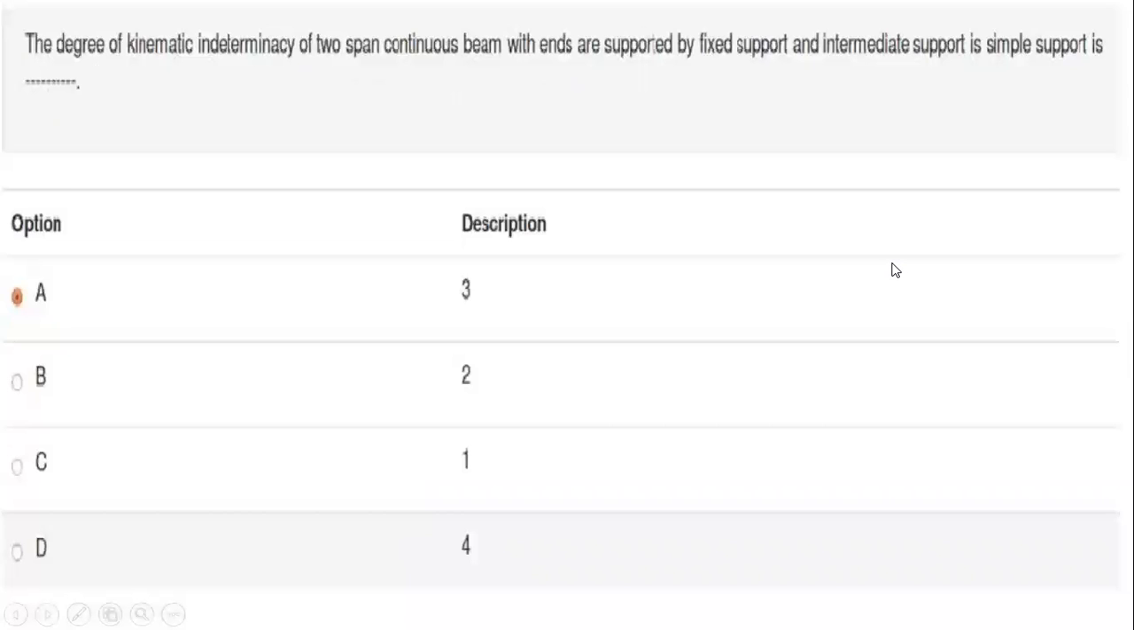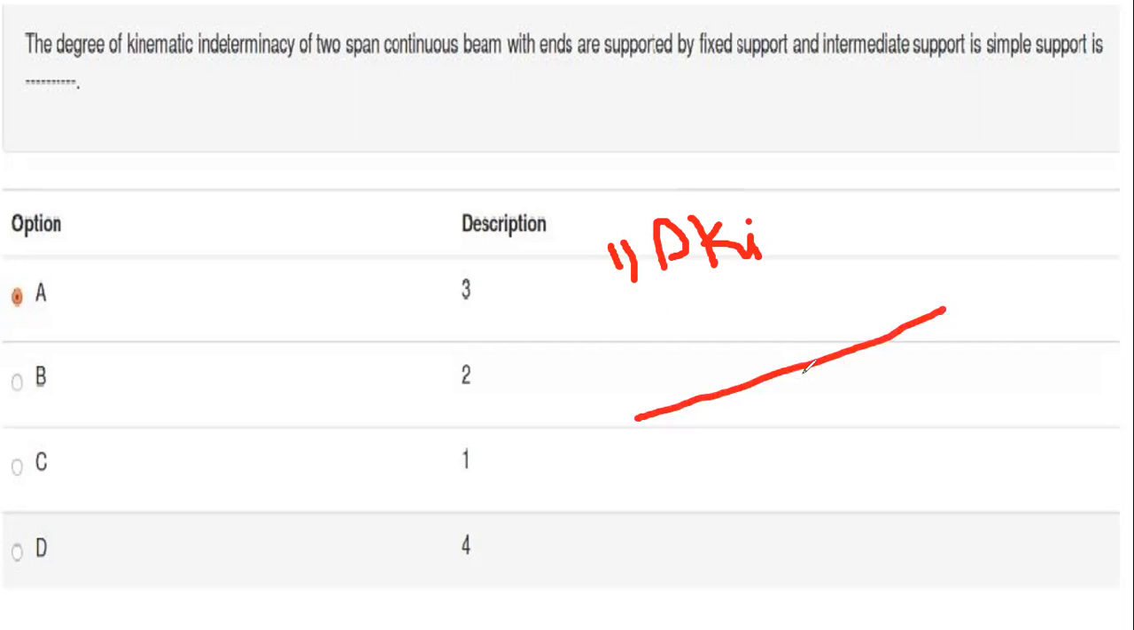Okay, next is the degree of kinematic indeterminacy of a two span continuous beam with ends supported by fixed supports and the intermediate support is simple. So again here we have to find out the DKI. And what structure have they given us? They have given a two span continuous beam, and the end supports are fixed, and the intermediate support is simple. Now this is the beam.